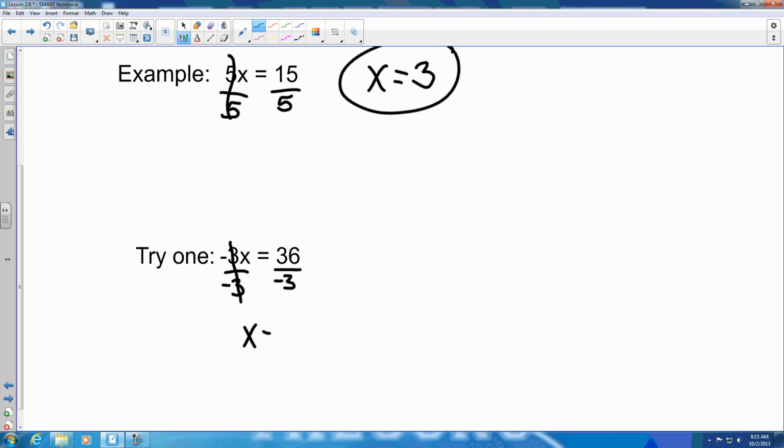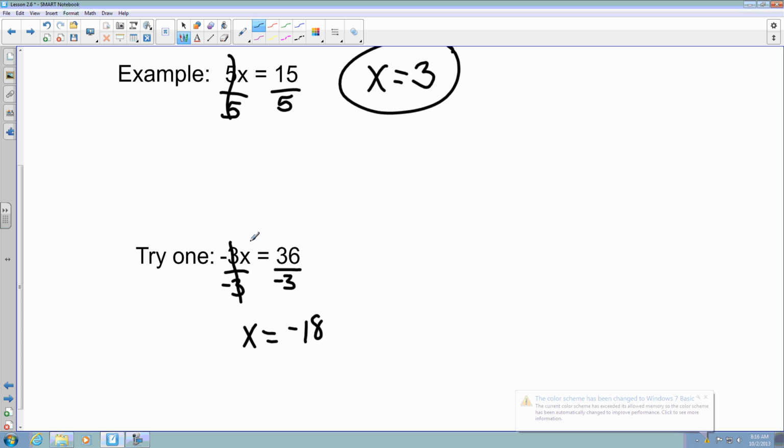So I'm left with x here, and I'm left with negative 18. No, I'm not. Wait a minute, that's not right. What is... 20, was it 36? Sorry, this is negative 12. I'm sorry. My bad. Okay.